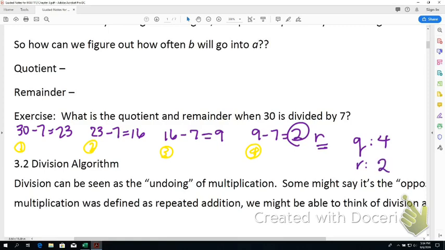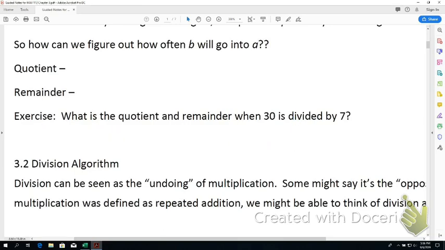And you might think if you did 30 divided by 7 with long division, you'll get this result, okay? So if you want to think of division as doing long division from when we did it in elementary school, there we go. All right, so moving on.